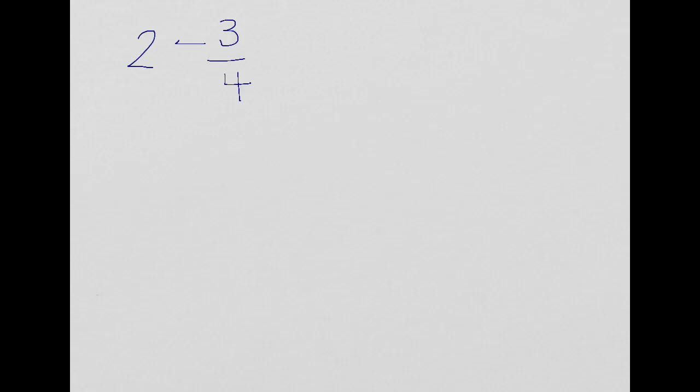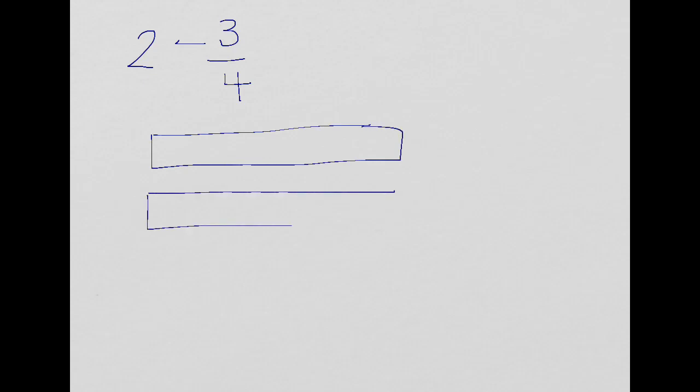So let me start with drawing a bar out, and I'm going to draw one bar out, that's 1, and I'm going to draw another bar out, which is 2. I'm taking away 3/4, so I need to divide my bars into quarters. So I now have my 2 wholes divided into quarters. And I'm taking away 3/4.